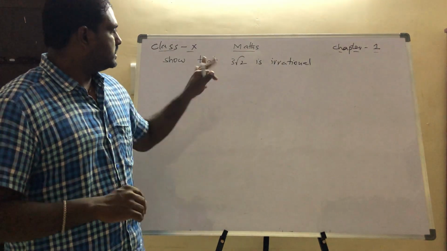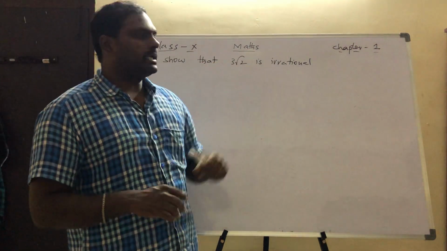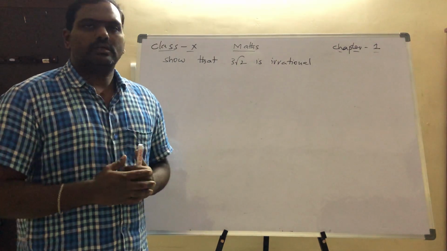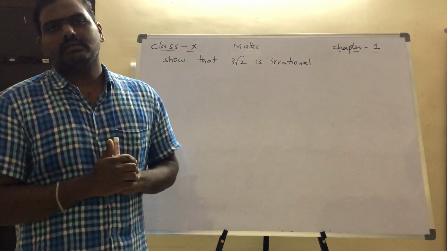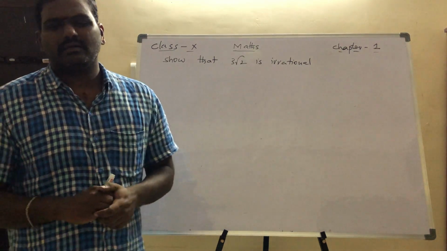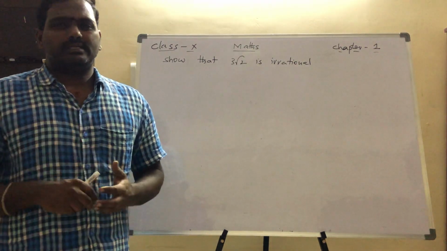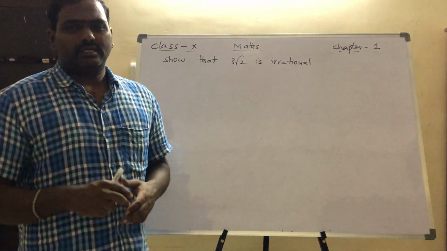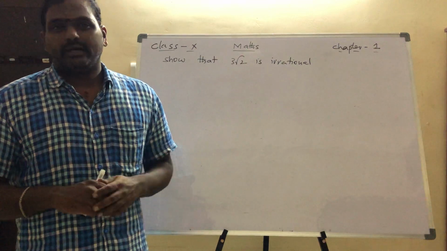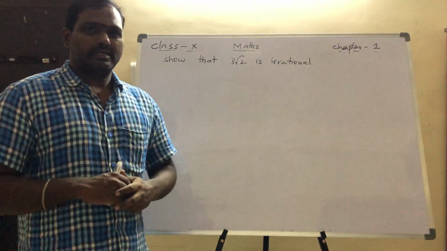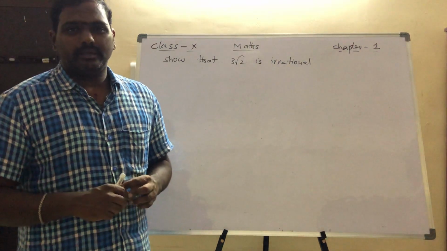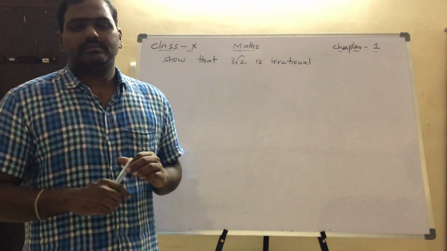Here also, today's question is to prove that 3 root 2 is irrational. For this question also we have to follow the same concept. First we have to assume it is a rational number. Since it is a rational number, it can be written in the form of p by q. And if p by q has common factors, if we divide out the common factors, then it is written in the form of a by b, where a and b are co-primes.